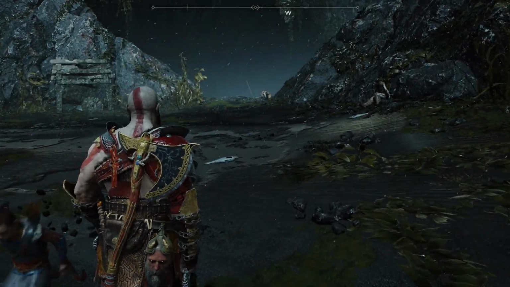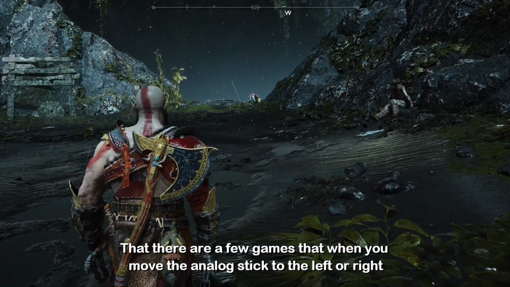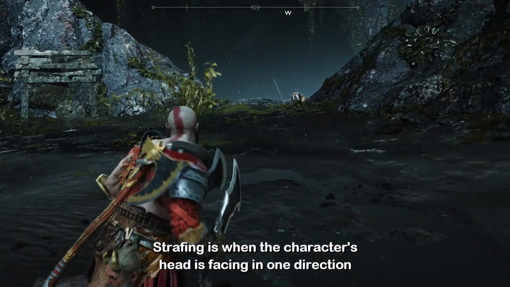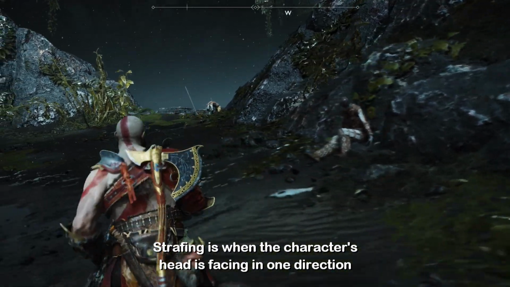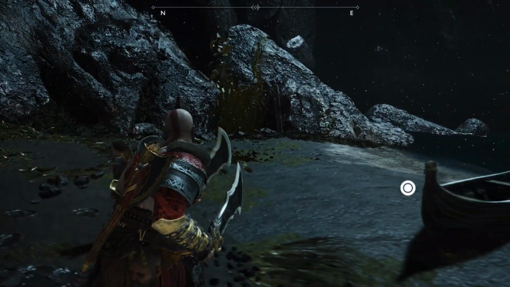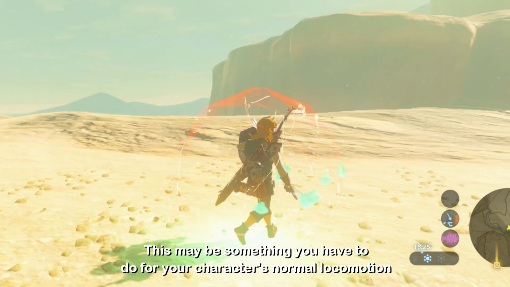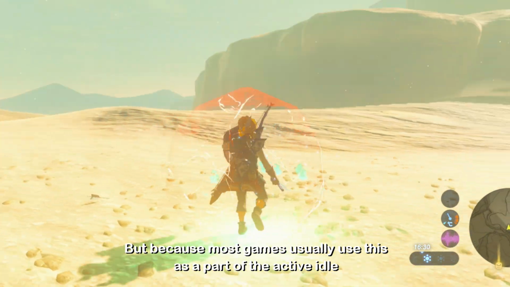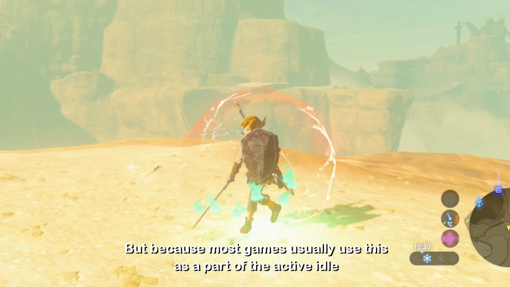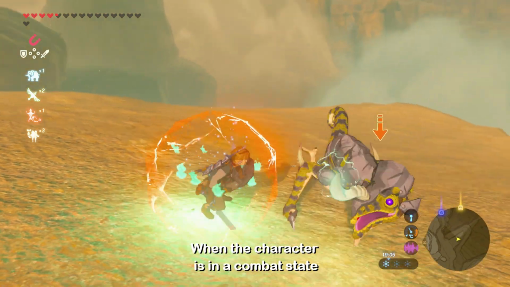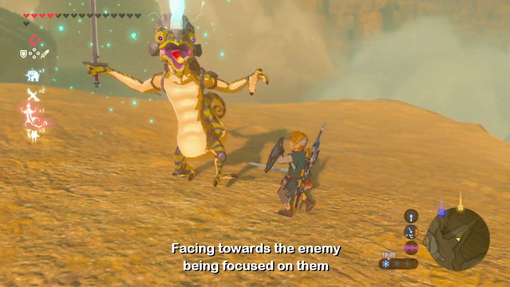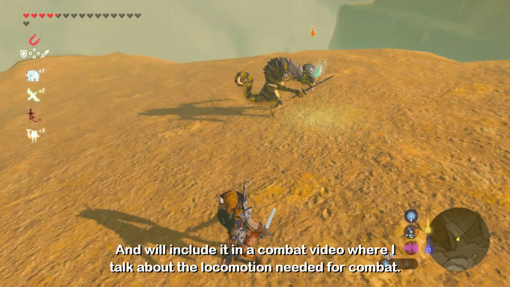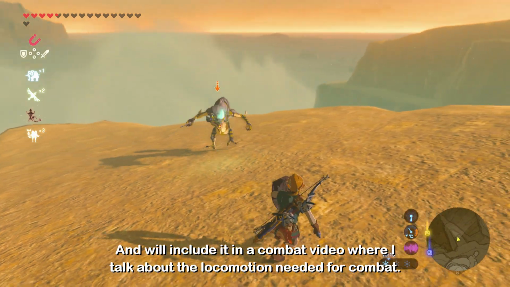Now I must mention that there are a few games where, when you move the analog stick to the left or right, the character strafes. Strafing is when the character's head is facing in one direction and the body moves in another direction, to the left or the right. This may be something that you have to do for your character's normal locomotion, but because most games usually use this as a part of the active idle when the character's in a combat state, facing towards the enemy and being focused on them, I am not including it in this video and will include it in a combat video where I talk about the locomotion needed for combat.